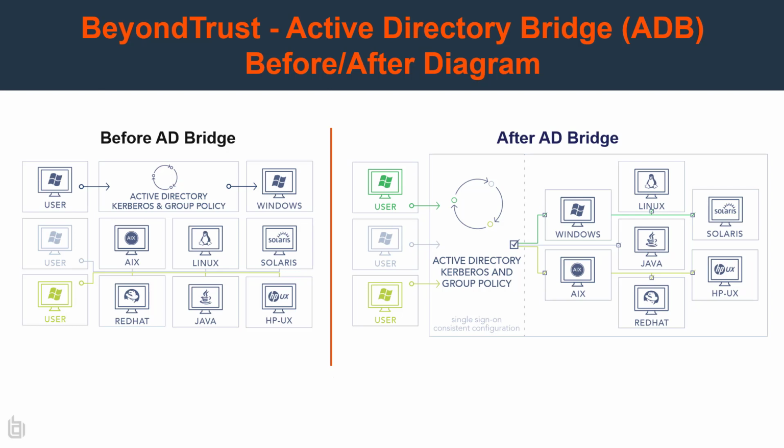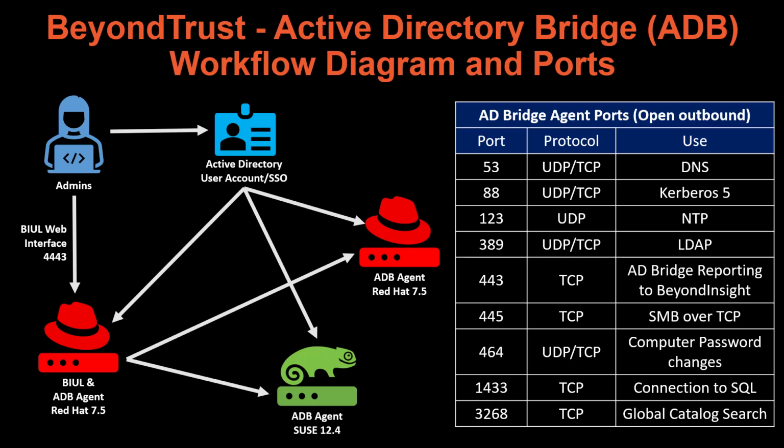This slide shows the before and after for Active Directory Bridge. In the typical scenario, you have your user, they're typically using Active Directory accounts to sign in to Windows devices, but this same user is using local accounts to sign into their corresponding Unix and Linux systems. With Active Directory Bridge, all of those user accounts are using Active Directory. You can also use single sign-on to sign into Windows, Linux, or Unix system regardless of what operating system.